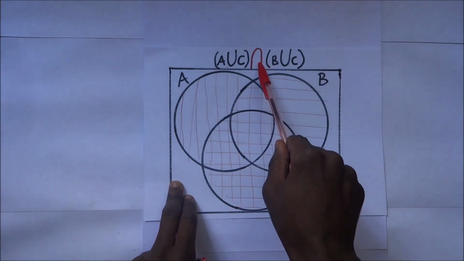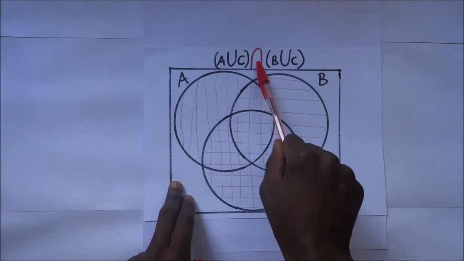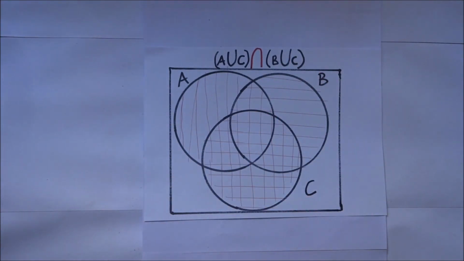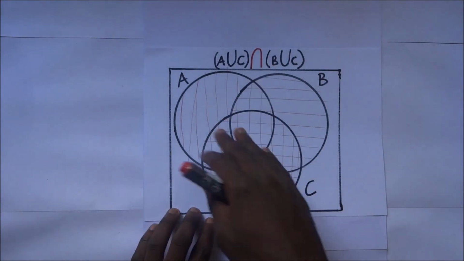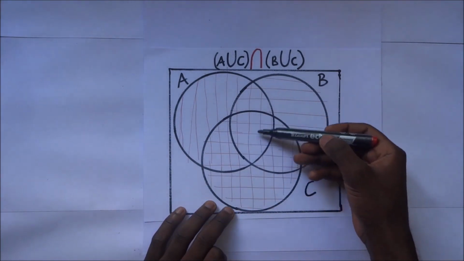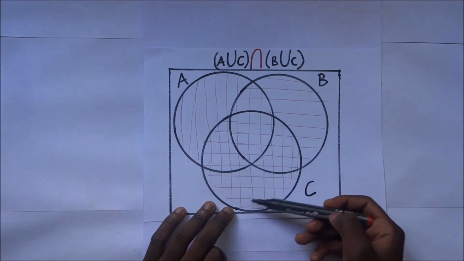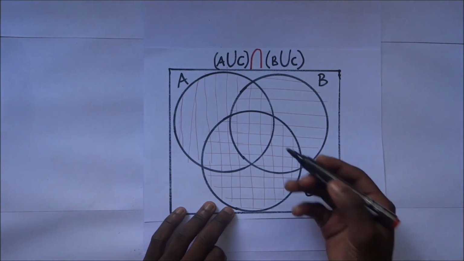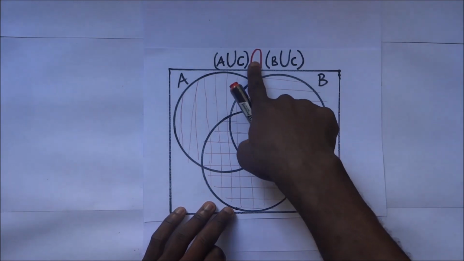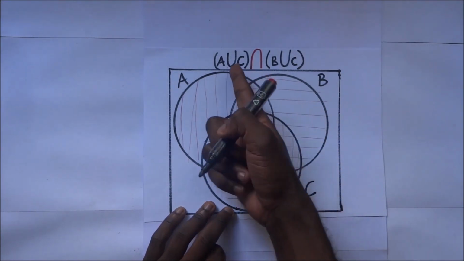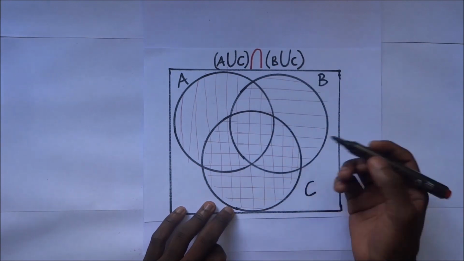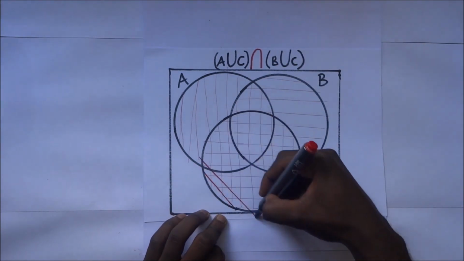So now the intersection of this and that is where the horizontal lines and the vertical lines are intersecting. If you look here, they are intersecting in this region, in this region, in this region, in this region. They intersect even in this region. So where they are intersecting is where the intersection is. So the intersection of A union C and B union C is actually what we are going to look at.